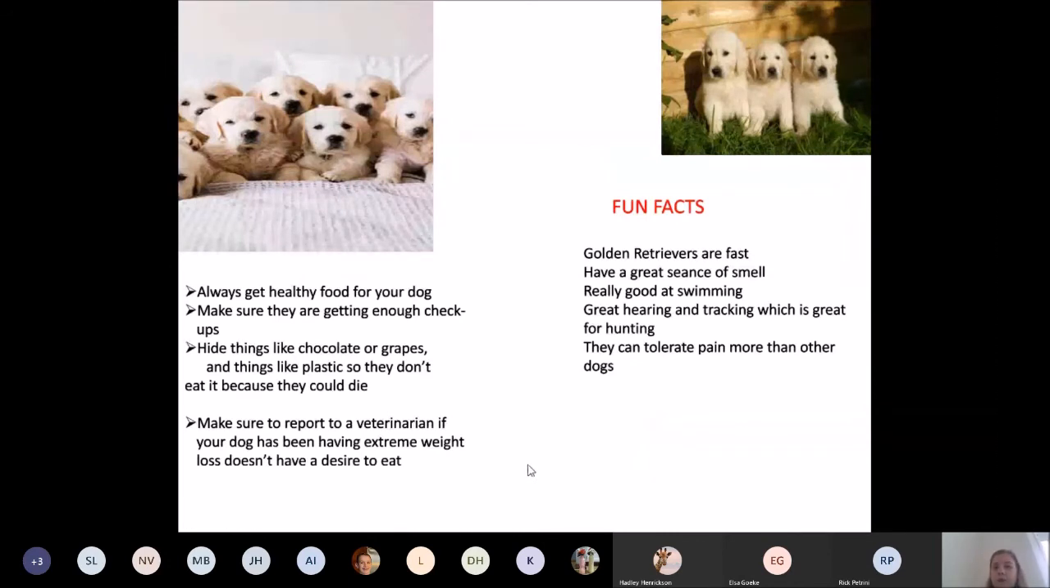Okay, so first, fun facts. Golden retrievers are fast, have a great sense of smell, are really good at swimming, and have great hearing and tracking, which is great for hunting. They can tolerate pain more than other dogs. So to keep your dog healthy, you always need to get healthy food for your dog. Make sure they are always getting enough checkups. Hide things like chocolates or grapes and things like plastic so they don't eat it. Make sure to report to a veterinarian if your dog has been having extreme weight loss or doesn't have a desire to eat.